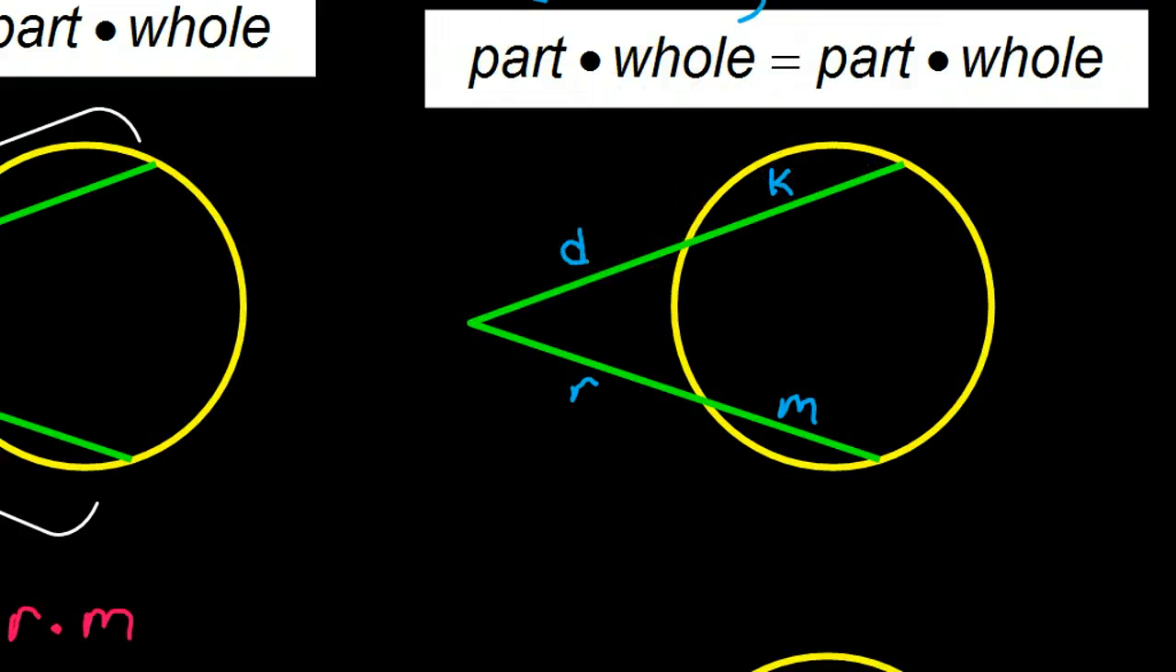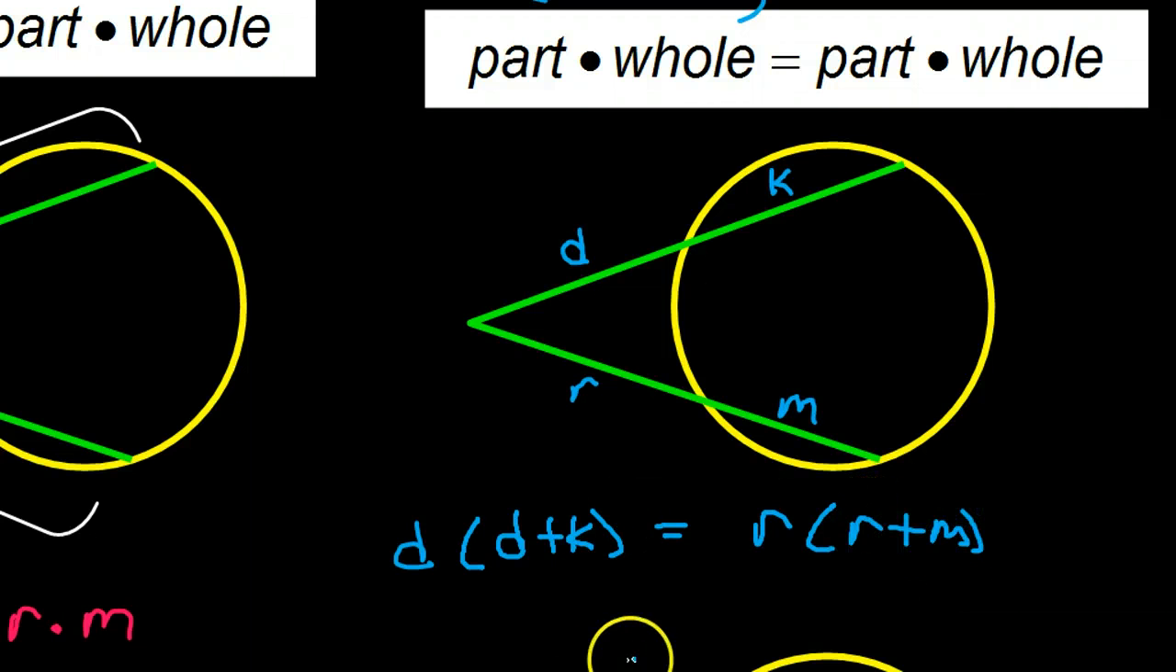Now on the other hand, if you're given the picture this way, where you're not explicitly given an expression for the whole, but you have to make up your own, then part times whole becomes D, because it has to be the outer part, but the whole is going to be D plus K, the sum of the two parts. And then for the lower secant segment, part times whole is R times R plus M. So keep those two formulas in mind.